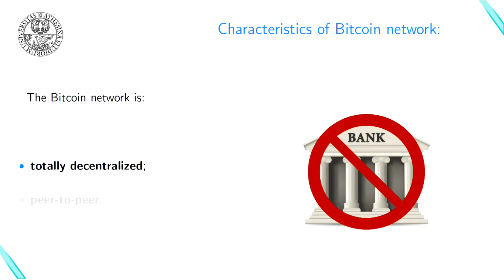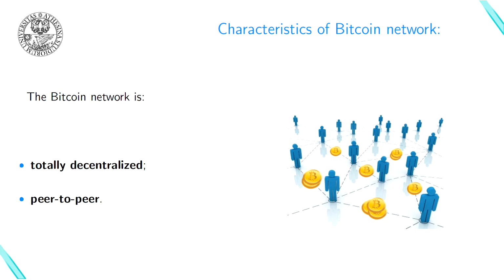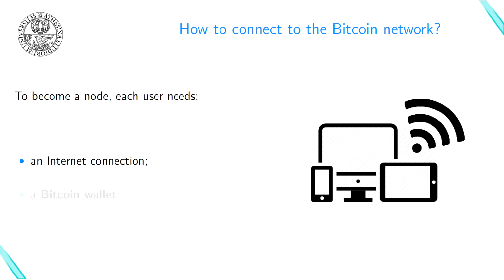And the Bitcoin network is peer-to-peer. That is, each node is connected to some of the other nodes. No node has privileges over the other nodes, and each node cooperates to maintain a proper functioning of the entire system. Anyone who wants to become a node of the Bitcoin network needs just an internet connection and a Bitcoin wallet.